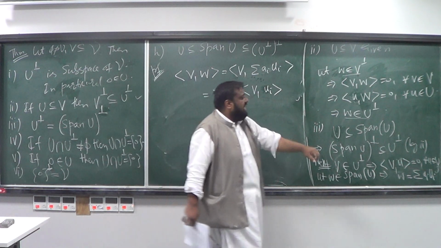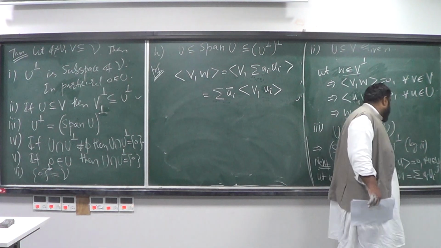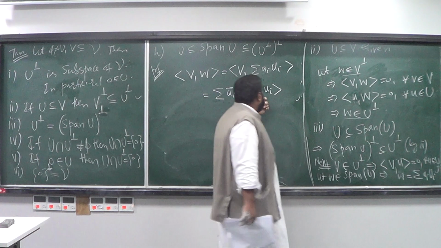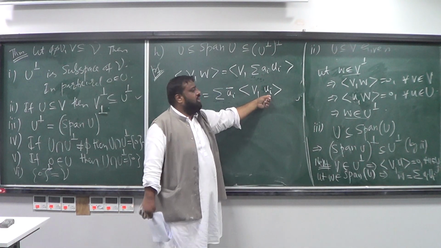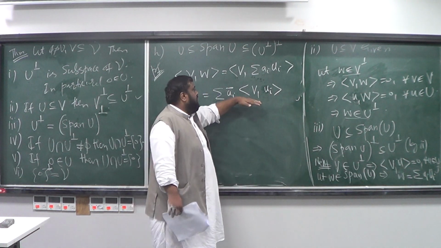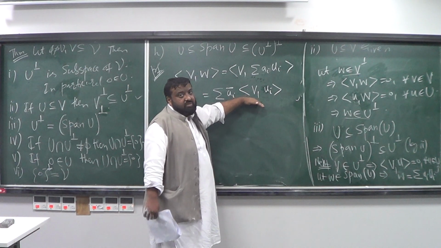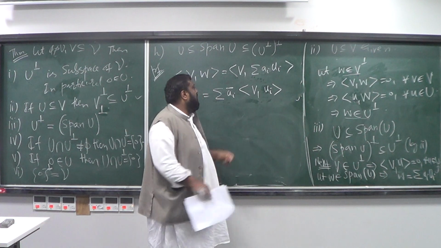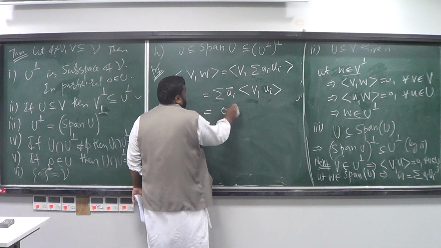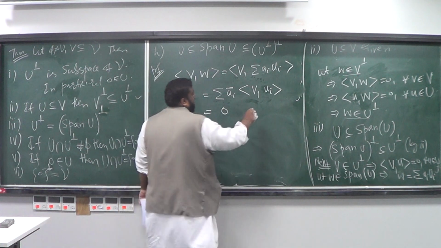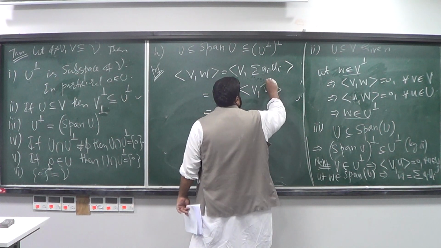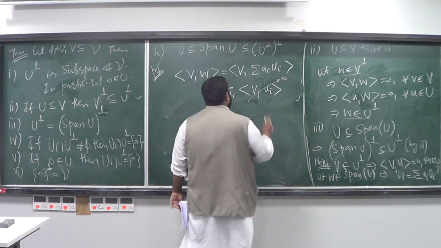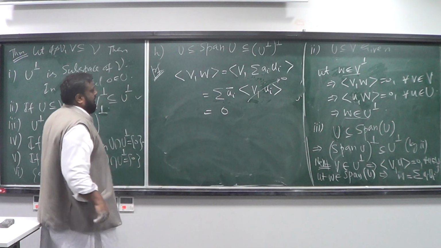But the u_i are the elements of U, and I know that V is orthogonal to every single element in U. So V is going to be orthogonal to the u_i as well. So this means that this inner product is also 0 for each i. So if this is true, that means that this is equal to 0, because this guy is 0 for any i. So the inner product is 0.